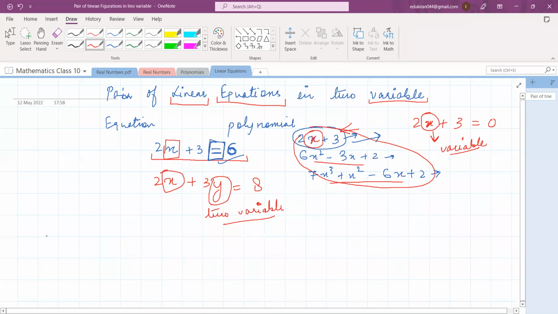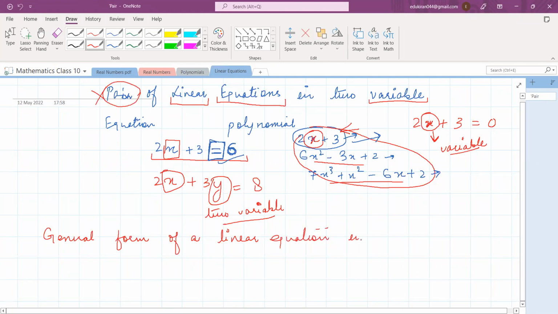Okay. Now, what is the general form? So these are the few things about linear equation. I'm not talking about pair right now. I'm talking about a single equation for the time being. We will come to pair later on. So the general form of a linear equation in two variables is ax plus by plus c is equal to 0. So this is the general form.